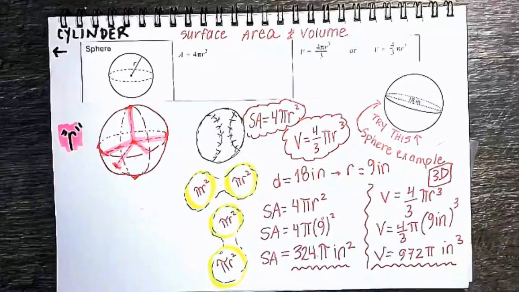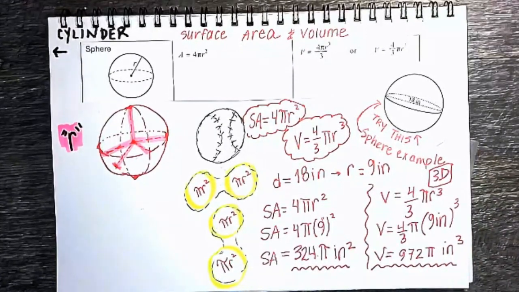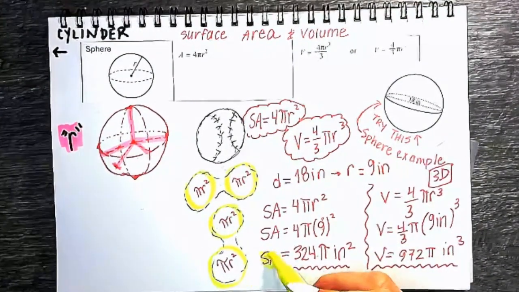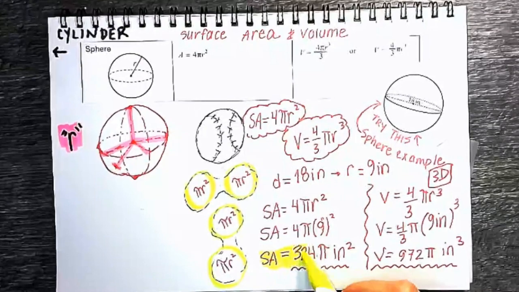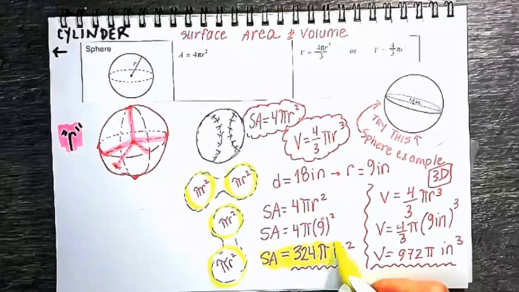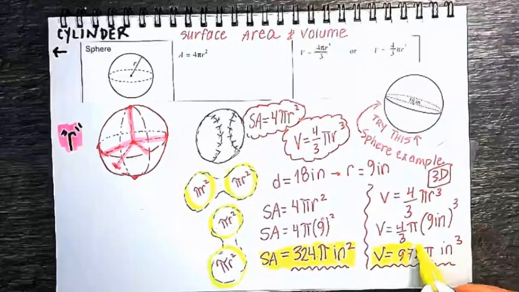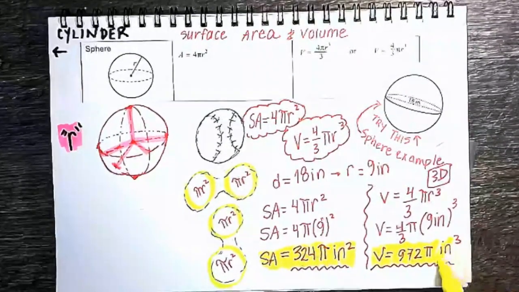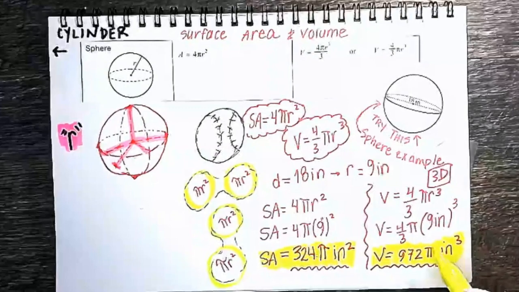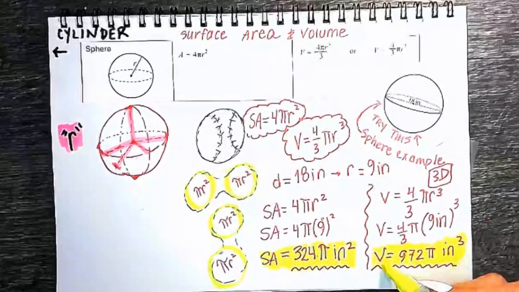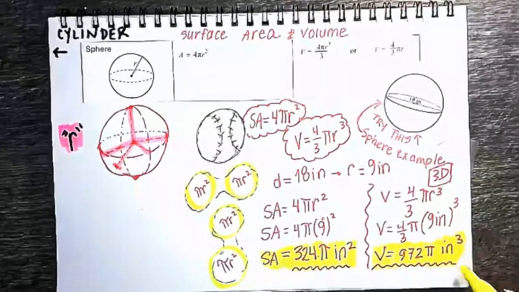That's really the end of our sphere example. You could find now the volume of lots of interesting things. So if you wanted to find the volume of the planet Earth, right? You can find the volume of our planet. The radius of Earth is approximately 3,960 miles.